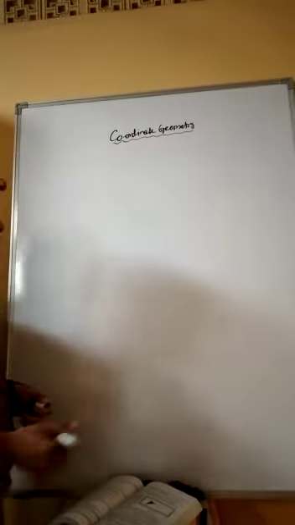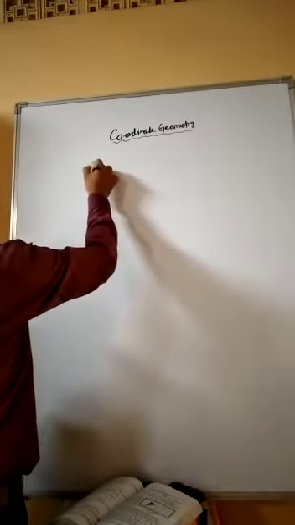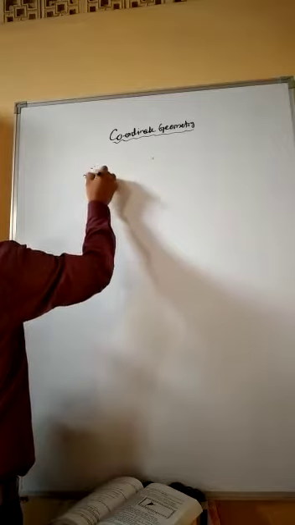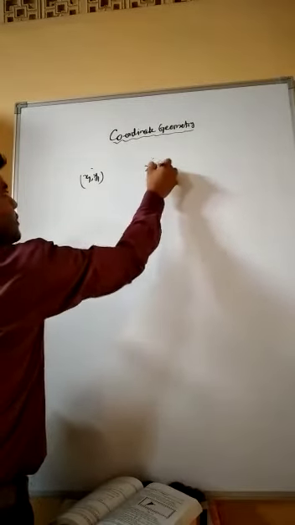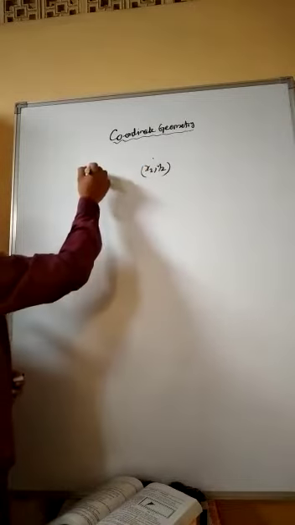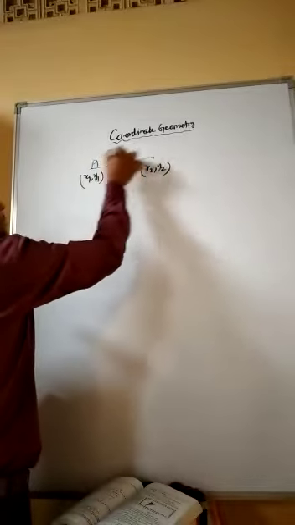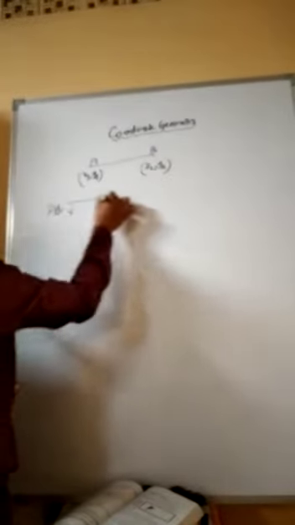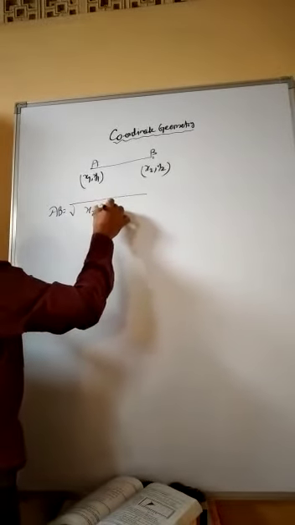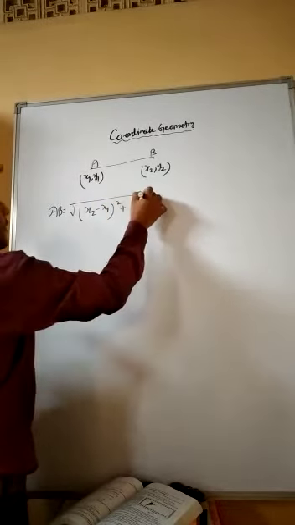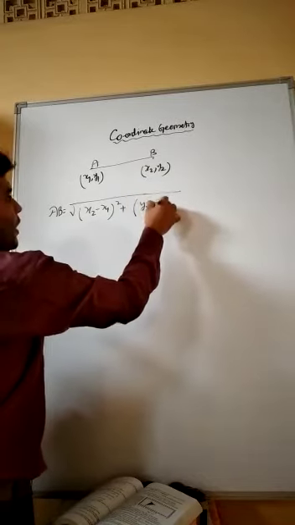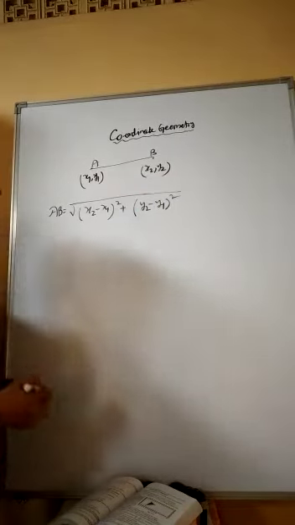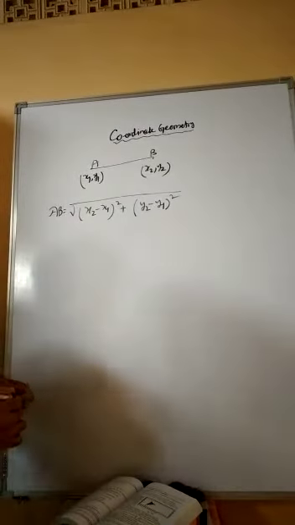So again I am writing here just the formula. Suppose 2 points are given in any two-dimensional plane, x1, y1, and x2, y2. Then the distance between these 2 points, say A and B. So what is the formula? AB equals the square root of (x2 minus x1) whole square plus (y2 minus y1) whole square. So this is the distance formula, distance between 2 points.